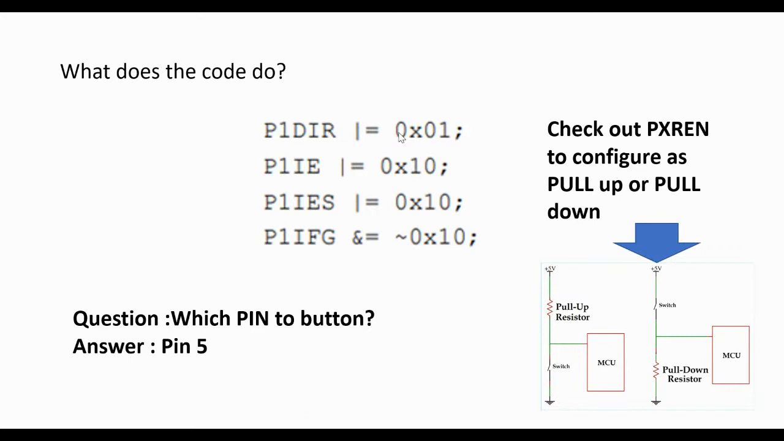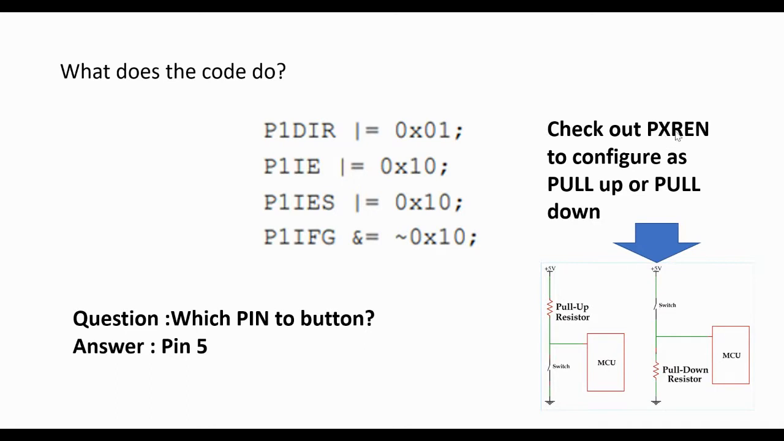Now, let's say for example, P1DIR equals 0x11. Will this button still work? The button will not work because you already configured the direction for pin 5 as an output. So if it's an output, the interrupt does not work. I really want you to look back into whatever I'm saying, repeat this video again and again, and try to understand this section. Very important.